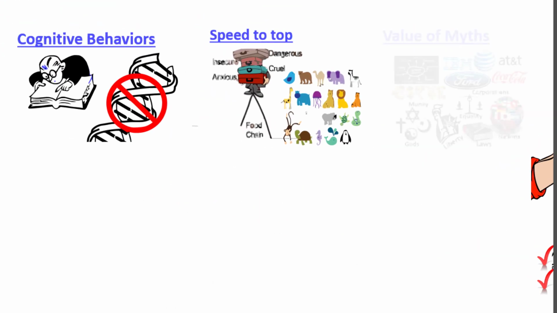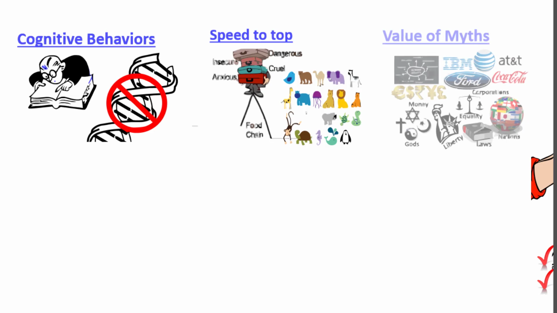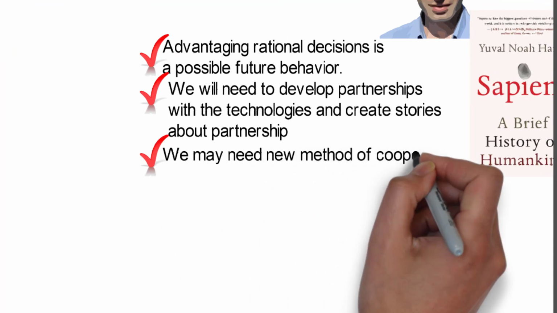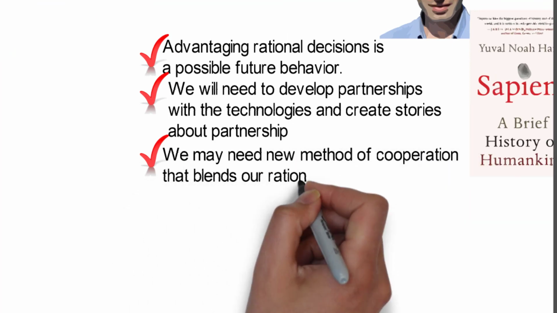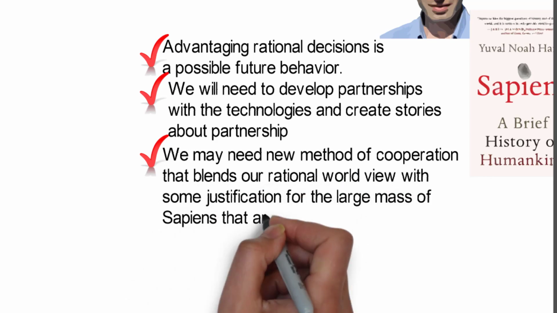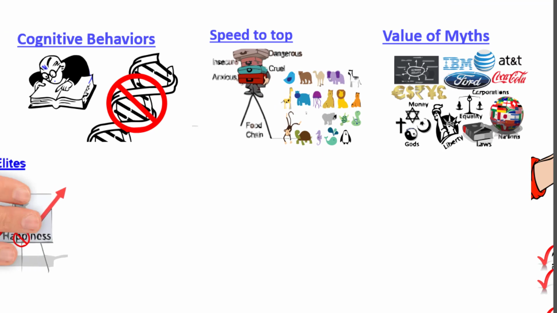The value of myths is a big point of Harari's thought, and he says that myth is the secret sauce of our ascendancy to the top of the food chain. It basically is our ability to cooperate on a mass scale. This cooperation is enabled by our cognitive ability to establish and believe myths. So we may need new methods of cooperation that blend our rational worldview with some justification for the large mass of sapiens that are already on the planet. That's why that is important.